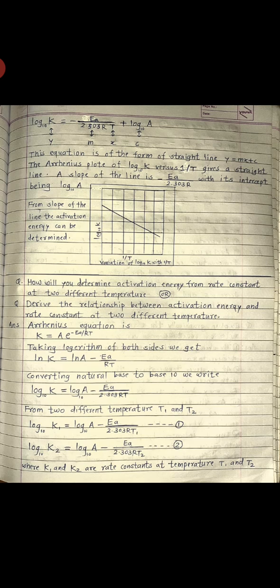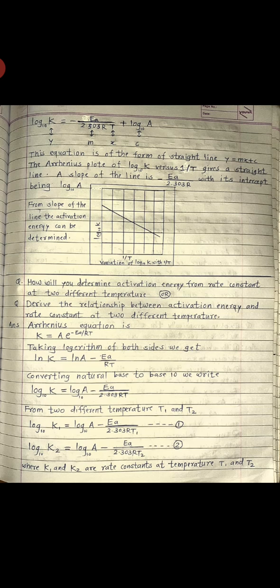Okay, so from two different temperatures T1 and T2, the first equation gives log to the base 10 K1 is equal to log to the base 10 A minus EA upon 2.303 R T1. This is equation number 1. And log to the base 10 K2.